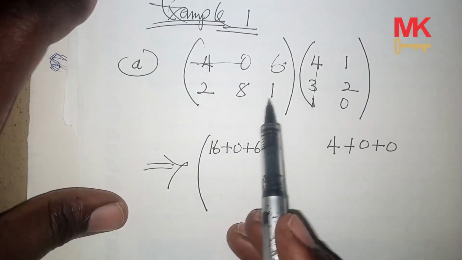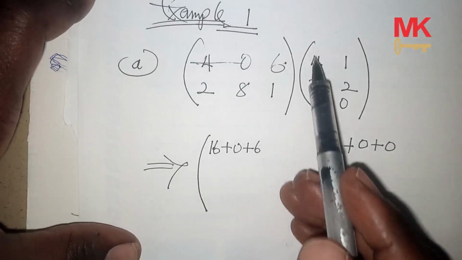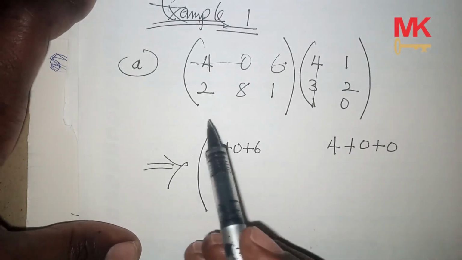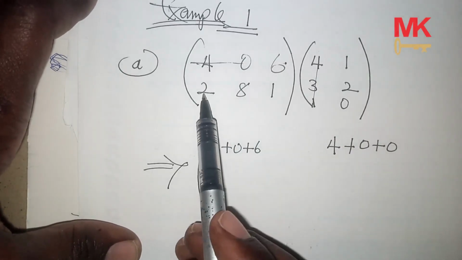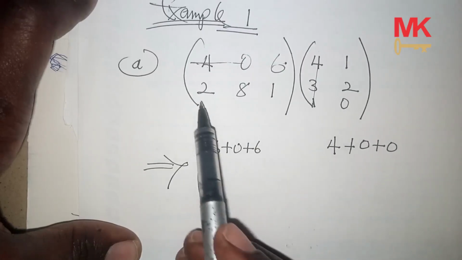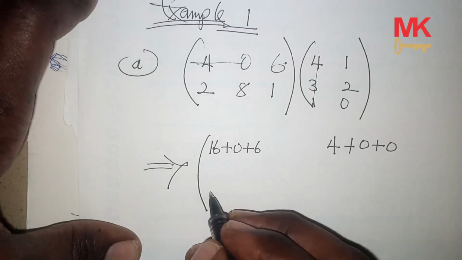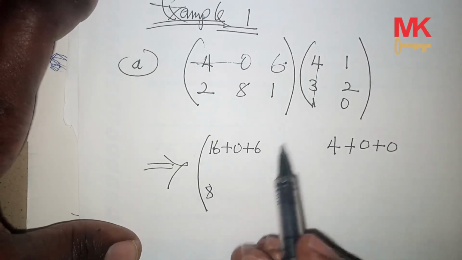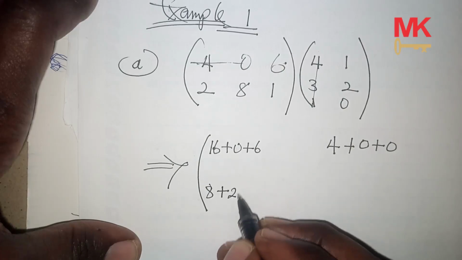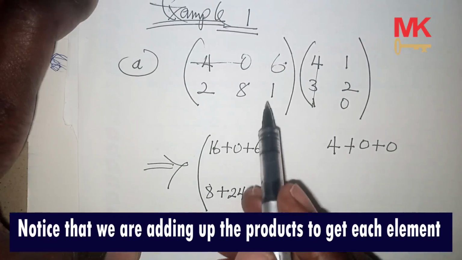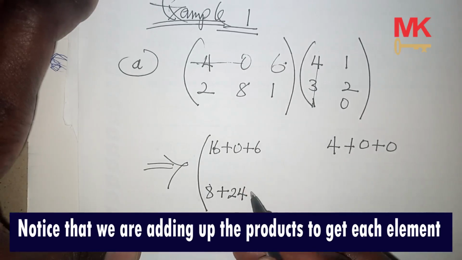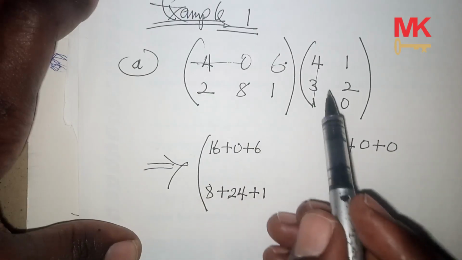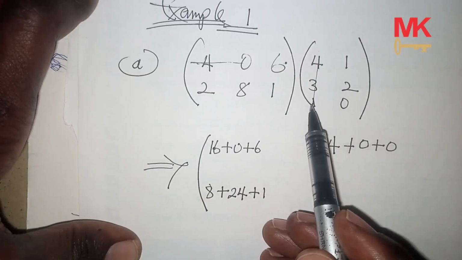Now let's go for the second row. The second row again has to multiply each of the columns in the second matrix. Let's repeat the same process. Now, corresponding elements multiply. Take note. 2 times 4 is 8, and 8 times 3 is 24. So I'm going to get a plus 24 here. Then 1 times 1 gives us 1, so plus 1. So the second row is done multiplying the first column of the second matrix.